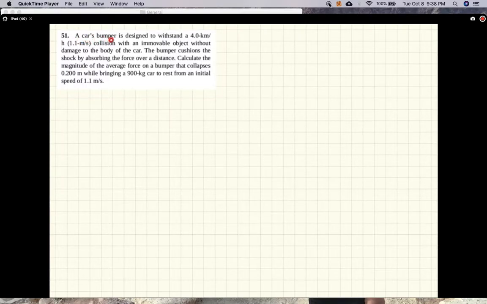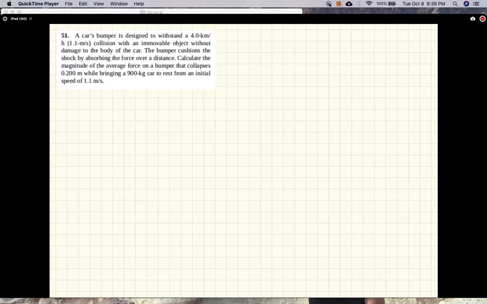This problem says a car's bumper is designed to withstand a 4 kilometers per hour, 1.1 meters per second collision with an immovable object without damage to the body of the car. The bumper cushions the shock by absorbing the force over a distance. Calculate the magnitude of the average force on a bumper that collapses 0.2 meters while bringing a 900 kg car to rest from an initial speed of 1.1 meters per second.